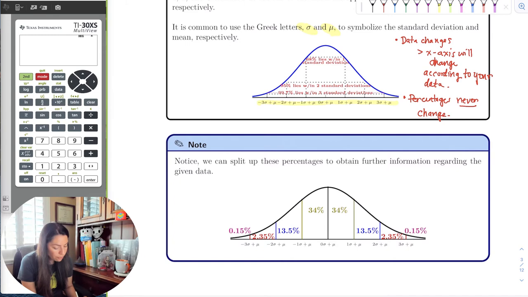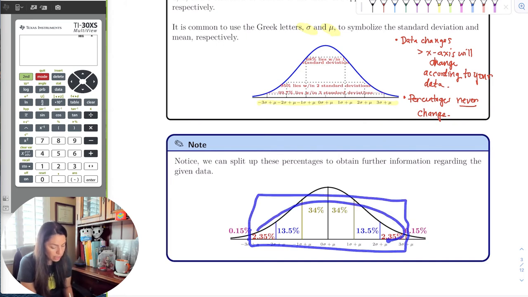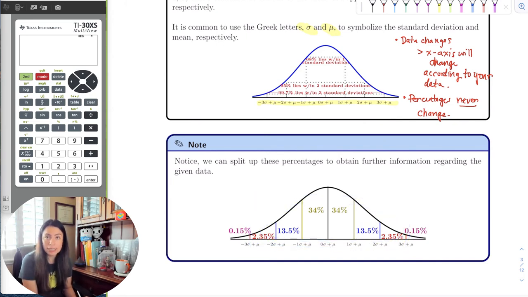However, I know that from the first standard deviation to the second, it's only 13.5%, because from the first standard deviation to the mean, it's 34%. And if you add these up, that's half of 95. So we know from the first standard deviation to the second, it's 13.5 on one side, then it has to be on the other because it's symmetric. Which leaves the 99.7% from here to here. If you count all these percentages, that equals 99.7%.